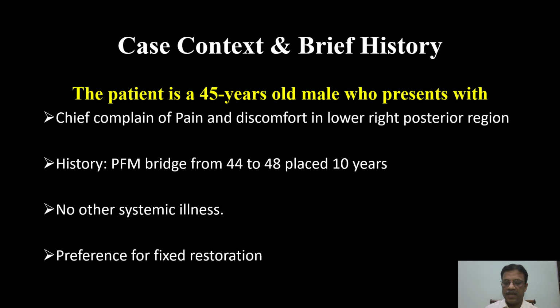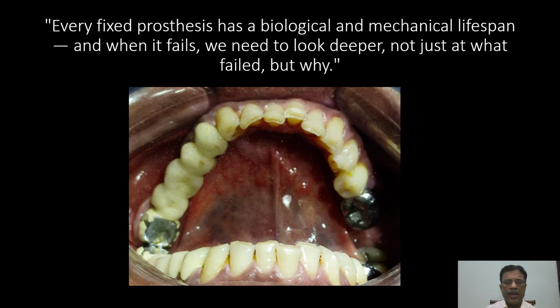So with this brief case history and case discussion, we will see how we can manage this case nicely. So this is the intraoral picture. In this intraoral picture, we see that a 5 unit FPD is present in 44, 45, 46, 47 and 48. Here 44 and 45 act as abutments, 46 and 47 are the pontics, and 48 is again an abutment. Now we can see that this bridge is worn out and it needs a remake.